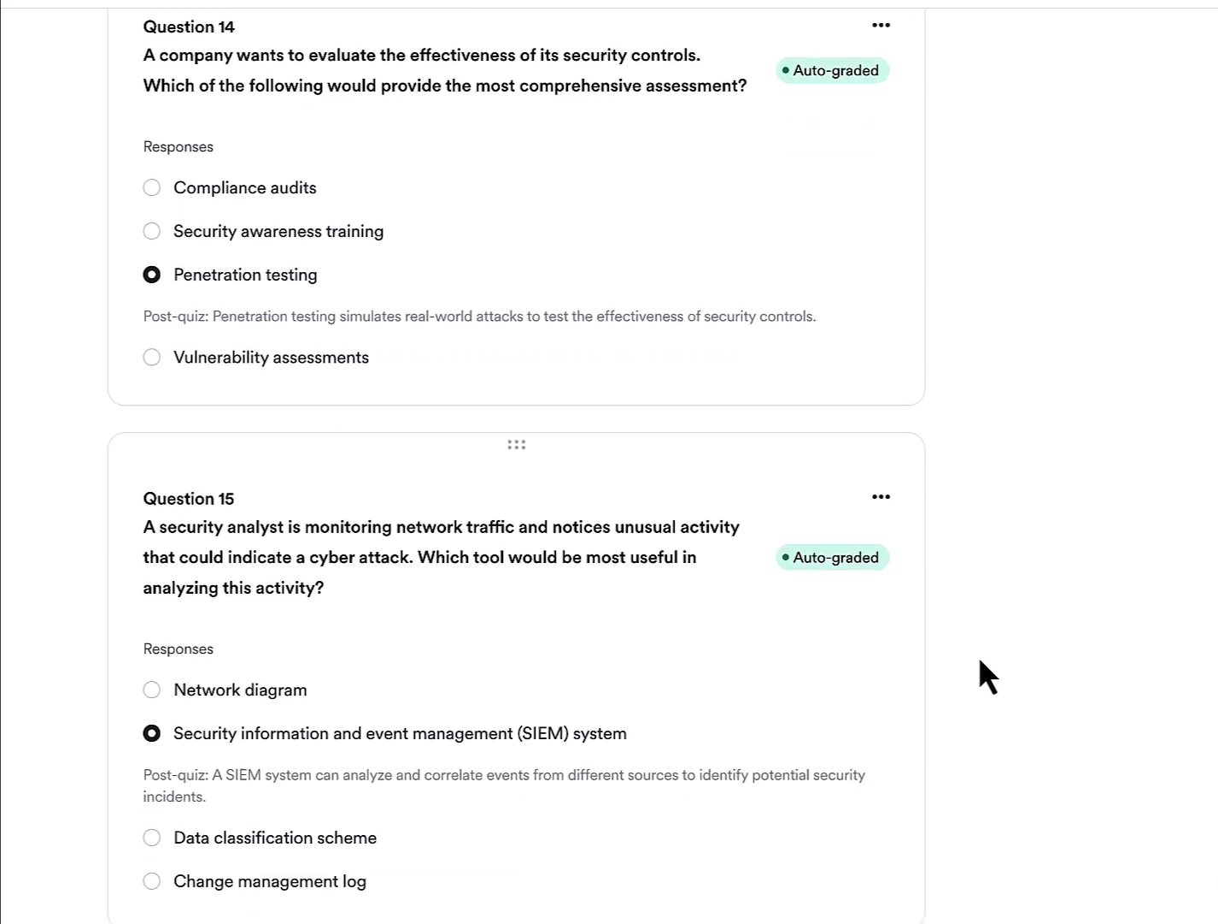Now, again, you may have to whittle this down. Obviously, security awareness training could be thrown out right away. But the main part of this is considering the security controls and then what is the most comprehensive assessment in that.